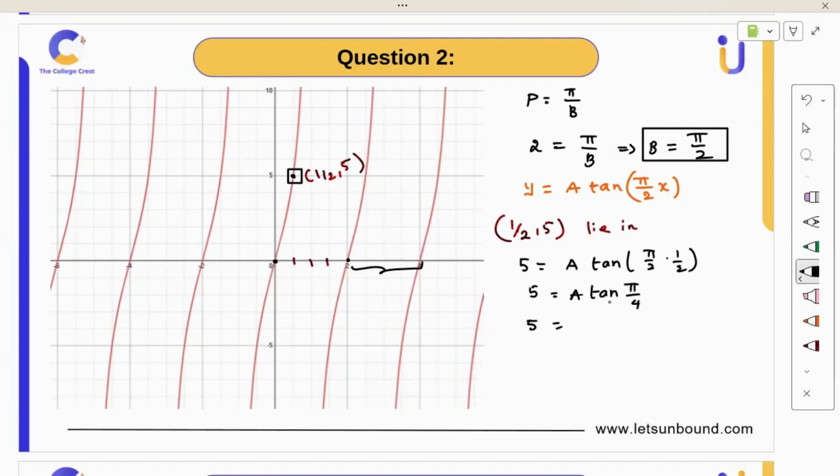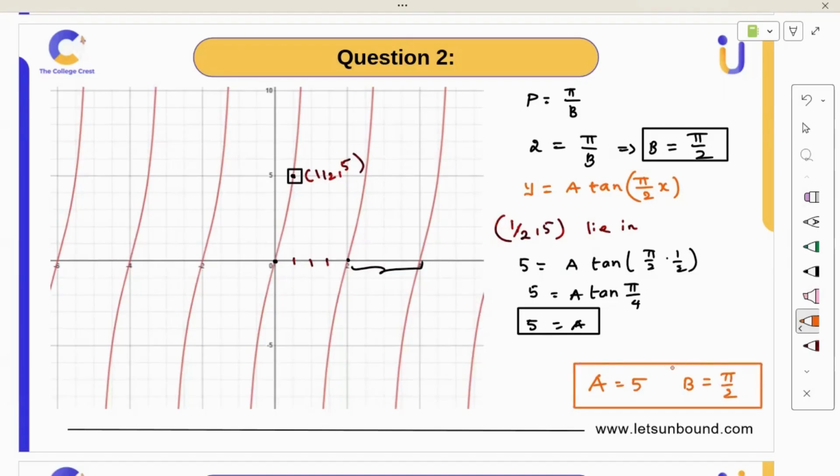5 equals tan 5 by 4. It's super easy, value 1. So we got our A and B. A is 5 by 2. This is the way you can find A and B. Correct? So hope this helps.